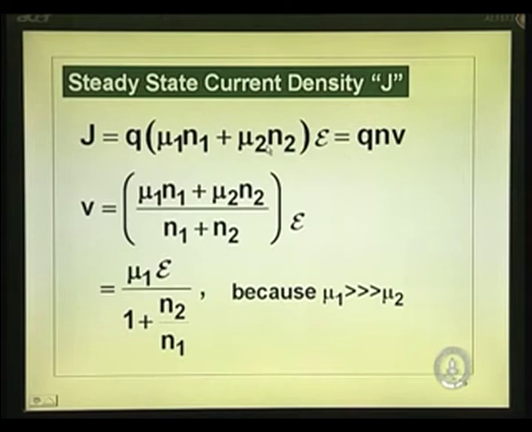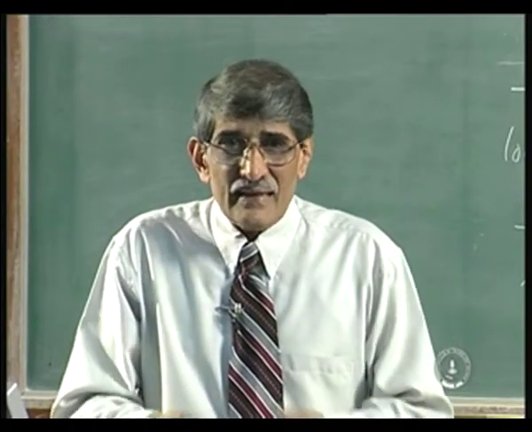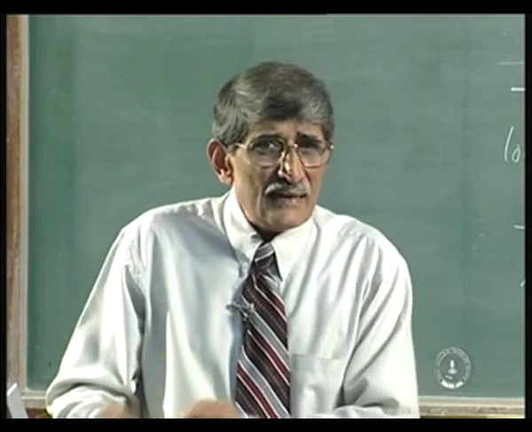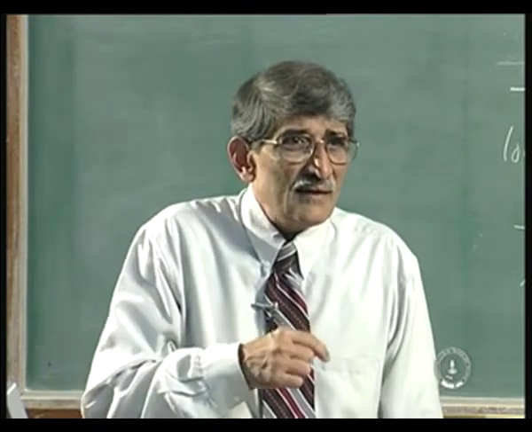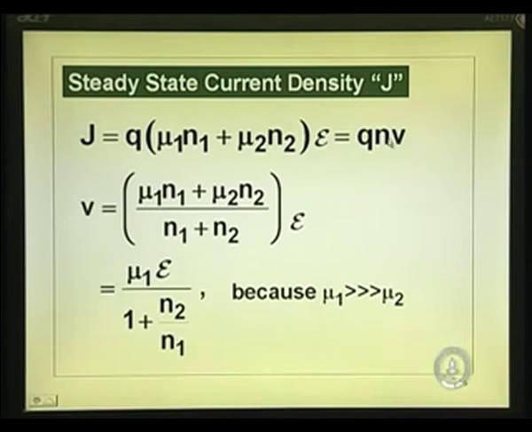As far as the outside world is concerned, you do not care whether the electron is here or there. What you see is the net current, and the electron concentration n is n1 plus n2. So, as far as the outside world is concerned, what we measure is the velocity. When you plot velocity versus field, that is what you are seeing here.